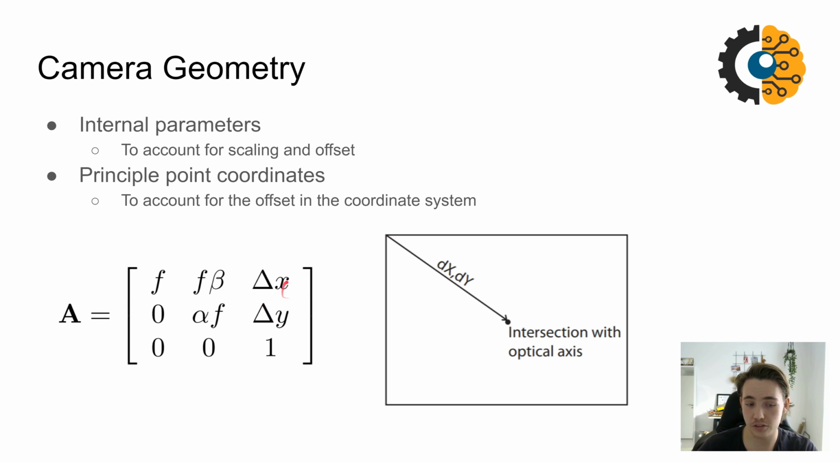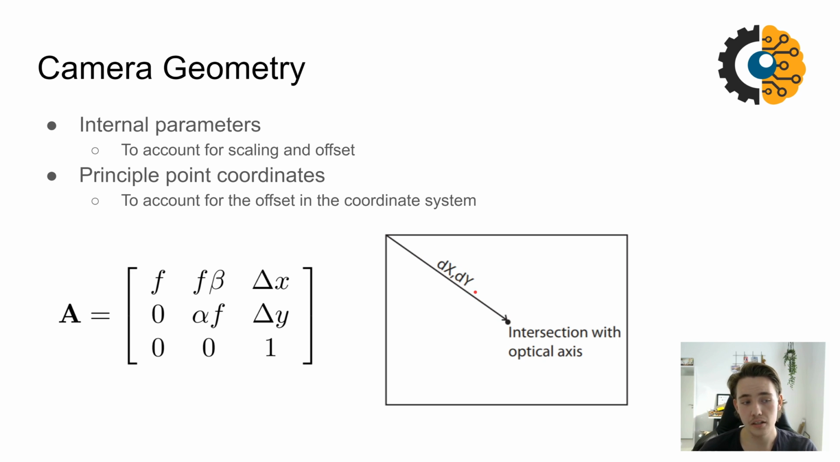And we can also have some delta values for the x and y coordinates. For example, we have this principal point coordinate here, which accounts for an offset in the coordinate system, so this will be this delta x and y. Let's say that we have some offset in our coordinate system, and we have an intersection with the optical axis here. Then this distance here would be the offset in the x and the y direction.